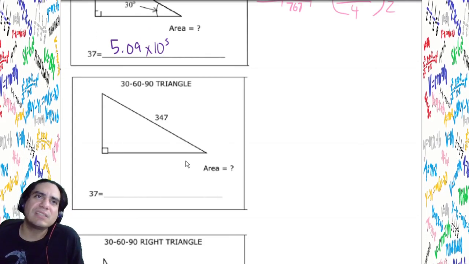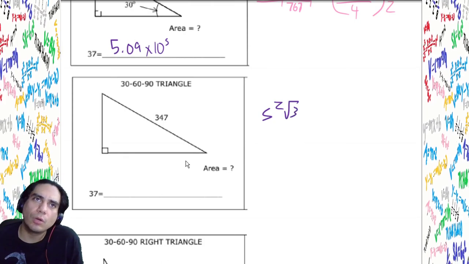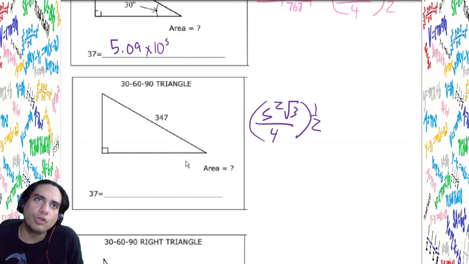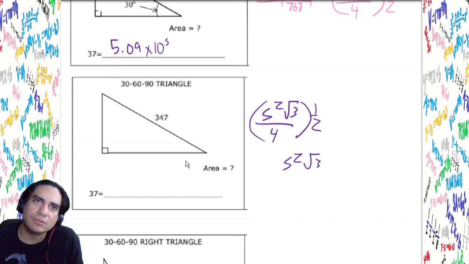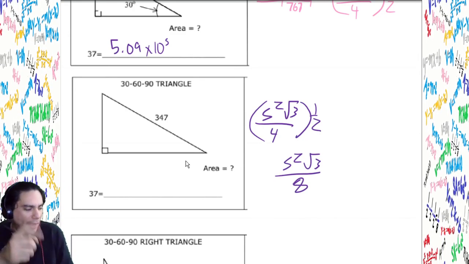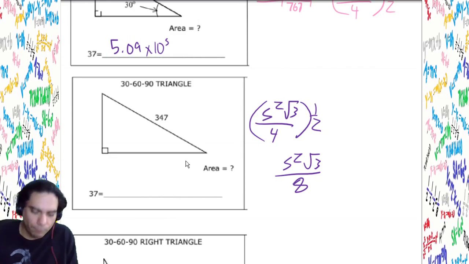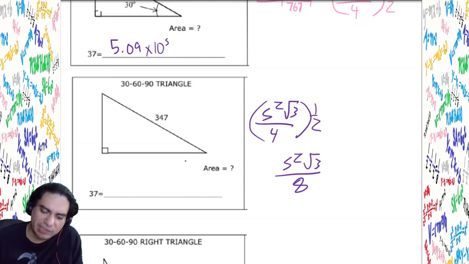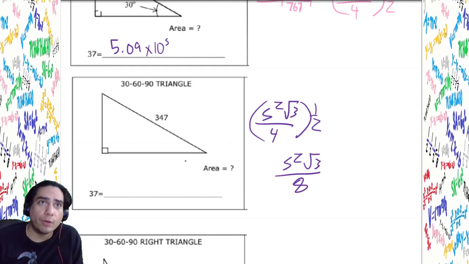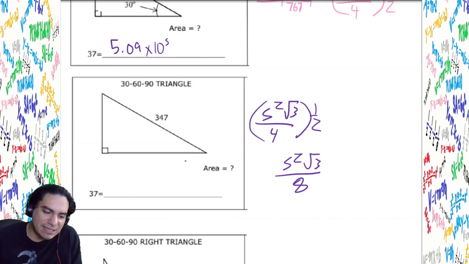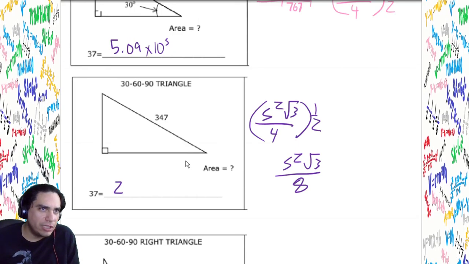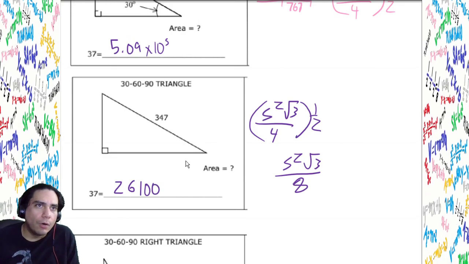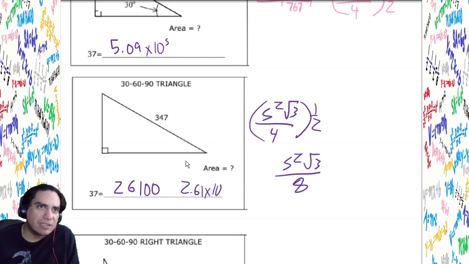So they gave us the side. Let's use side squared times the square root of 3 divided by 4 and cut it in half. If you could remember this already, side squared times the square root of 3 divided by 8, power to you. Either case, we're going to get that area. 347, let's square it. Square root of 3, multiply, 8 divide. And my area is 26,100, or 2.61 times 10 to the 4th.